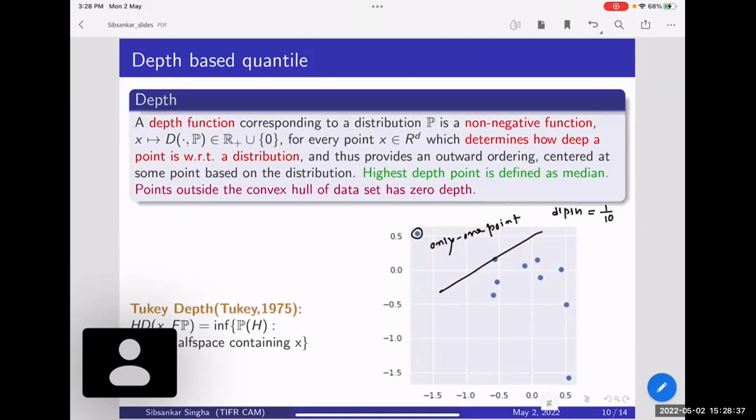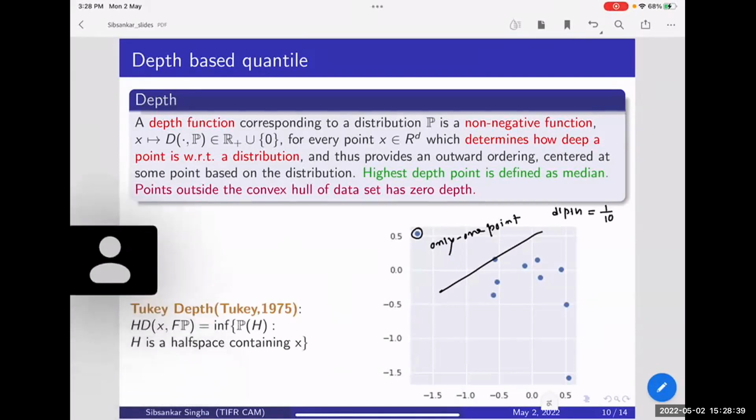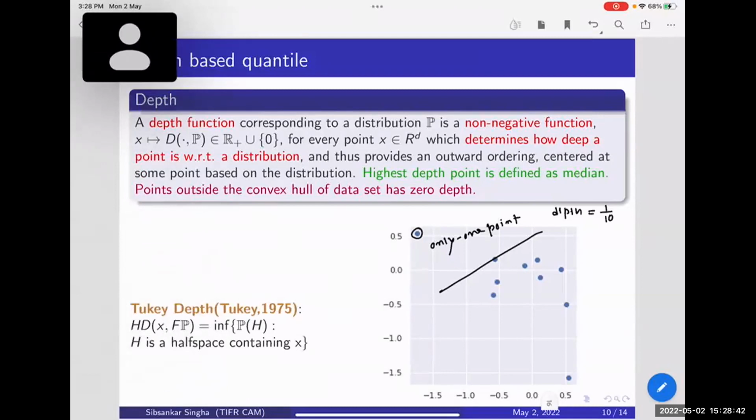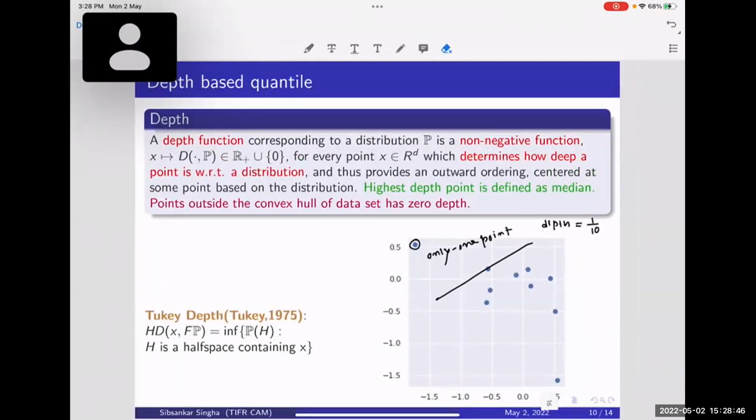That is introduced by Tukey in 1975. So the definition is like this. Let us try to understand through this data set. The depth corresponding to this point will be, you take all the hyperplanes passing through this point and you take only that hyperplane which gives you the minimum probability. So the definition is the infimum of the probability of the half space such that it contains x.